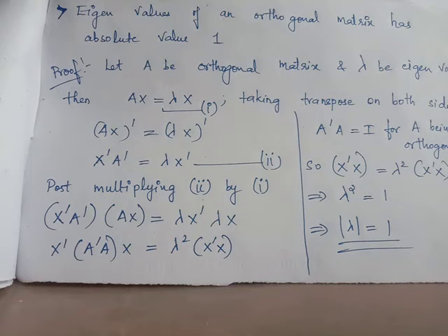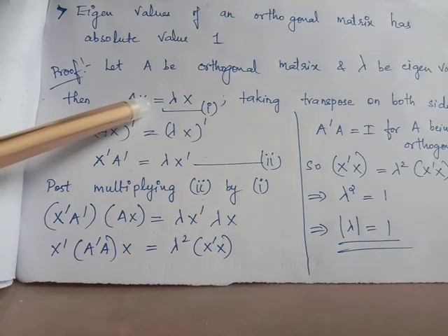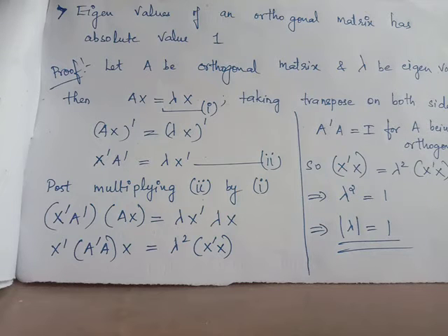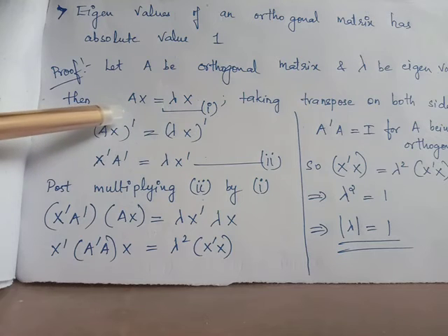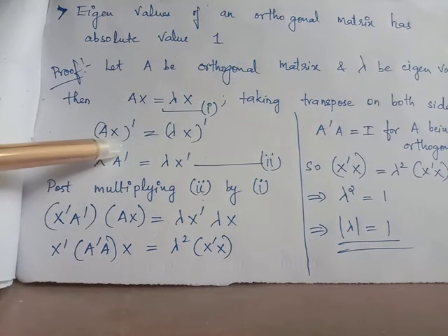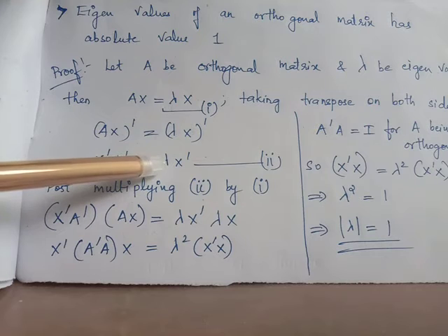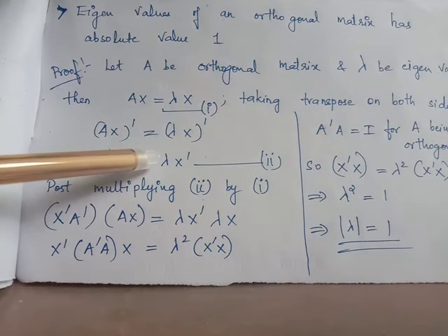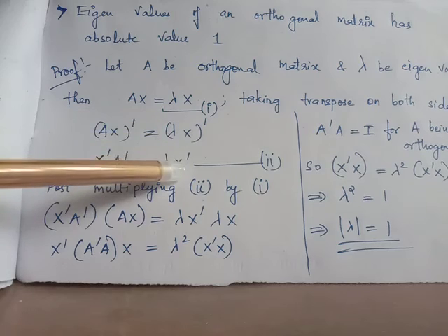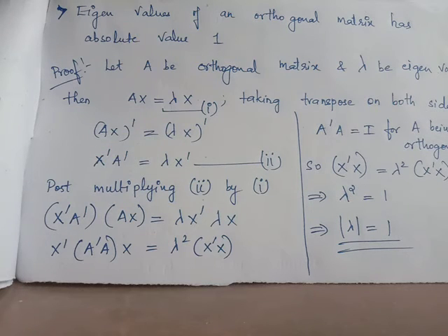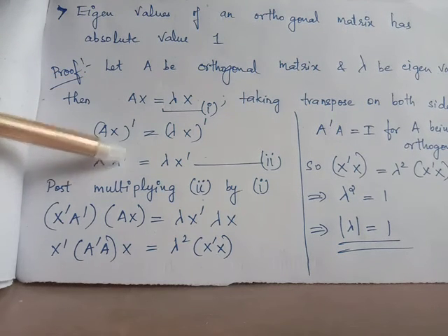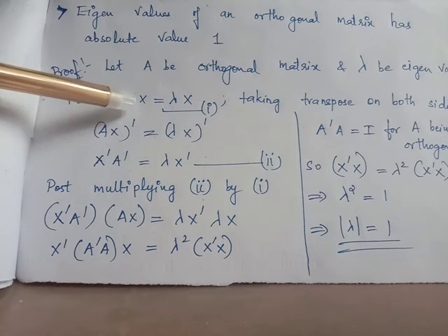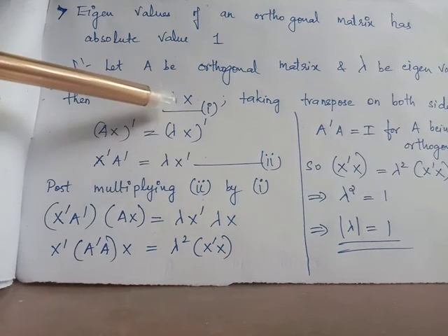By the characteristic equation of matrix A, we have Ax equals lambda x. When you take the transpose on both sides, you get Ax the whole transpose equals lambda x the whole transpose. Ax the whole transpose can be replaced by x transpose into A transpose. Lambda is a scalar quantity, so the transpose does not apply there. Lambda x transpose is the result. When you post multiply this equation by equation 1, you get x transpose into A transpose into Ax equals lambda x transpose into lambda x.